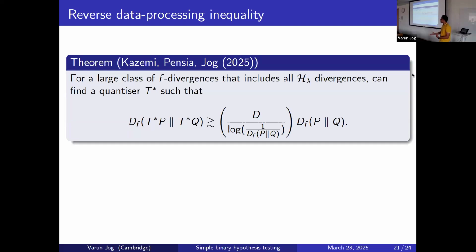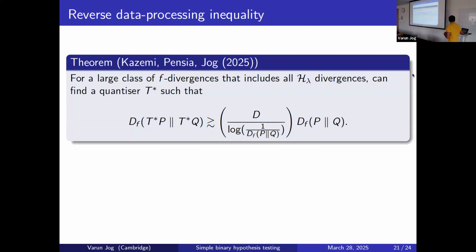You cannot preserve a constant fraction of the f divergence. You cannot say that the output f divergence is half of the input f divergence, but up to log factors you can preserve it. So you don't have to pay a very high price for preserving f divergence. It also tells you what is the level of quantization at which you don't pay any price. If the number of quantization levels is log 1 by the original df, then you pay no price. You can exactly, or up to constants, preserve the f divergence.